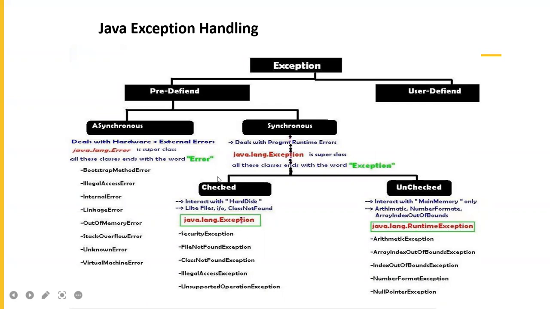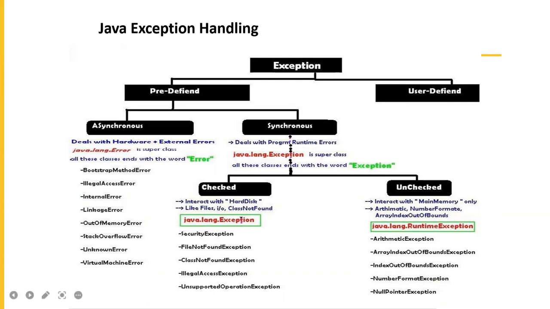Checked exceptions always give the exception at the time of compilation. But unchecked exceptions will not give you any exception at the time of compilation. These exceptions occur at the time of run. When you run the program, you will get an exception. Such types of exceptions are called what? Unchecked exceptions. Is it clear?